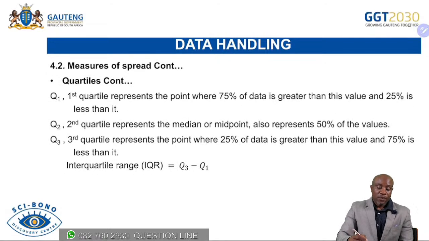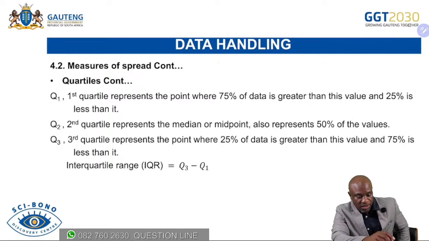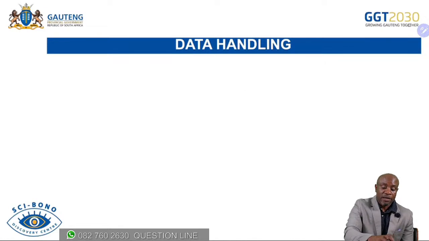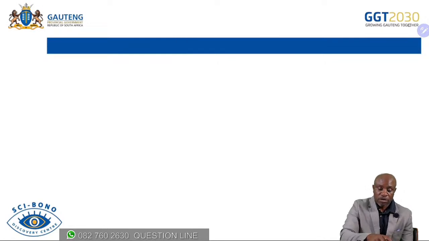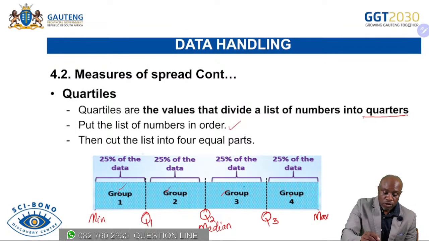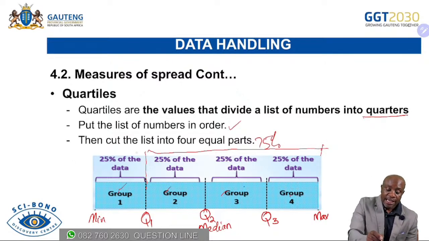So now we have a concept. This is the concept that we are actually looking at. When we say Q1, this is the point where 75% of the values are more than that. If you look at this one, we have 25, 25, 25, and 25. So Q1 stands here, which means there is 75% of the values above it because it's standing at 25%. And on the other side, 25% are below.